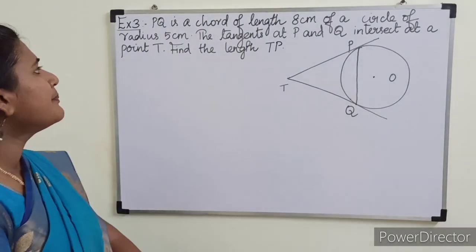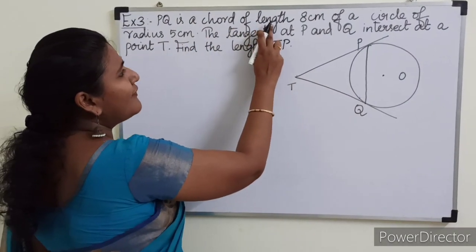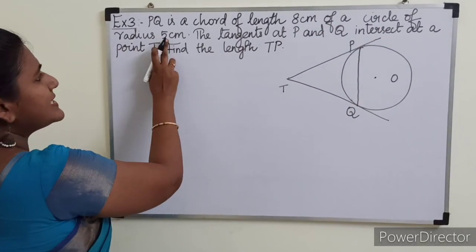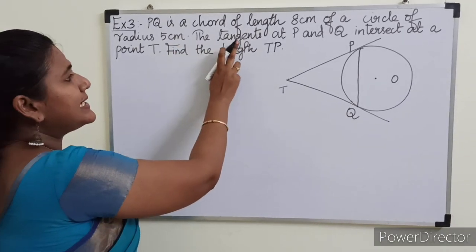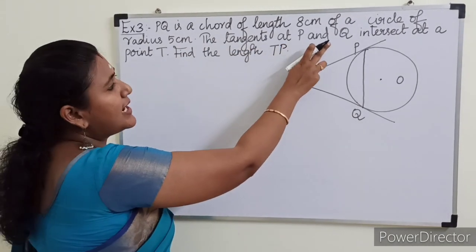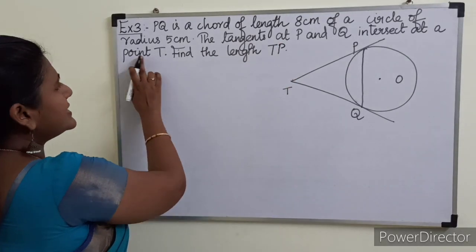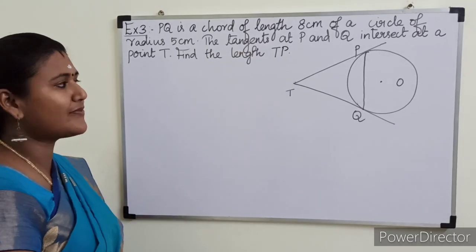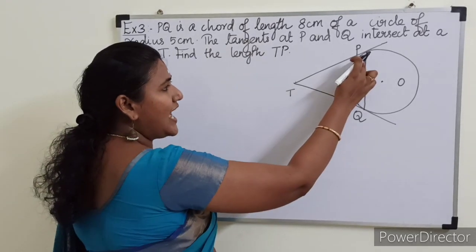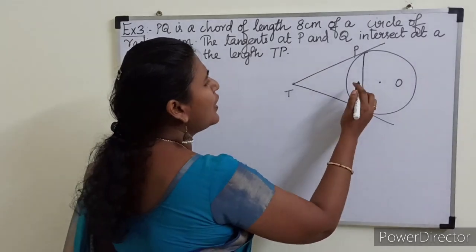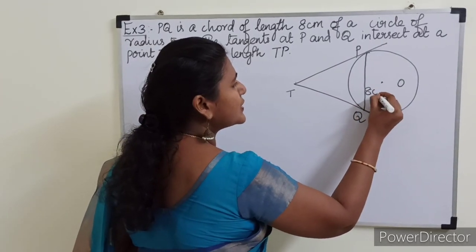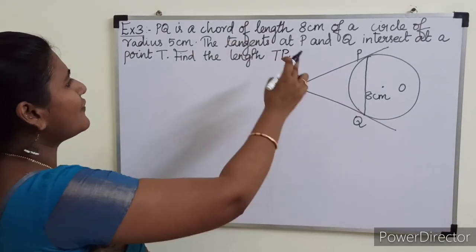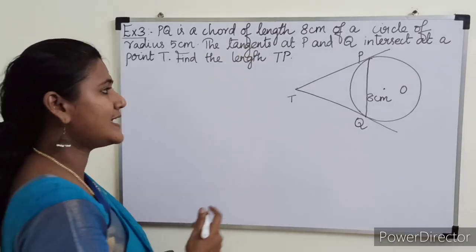Example 3. PQ is a chord of length 8 cm of a circle of radius 5 cm. The tangents at P and Q intersect at a point T. Find the length TP. So this is our question. So here we have a chord PQ of length 8 cm, and the radius of the circle is given as 5 cm.